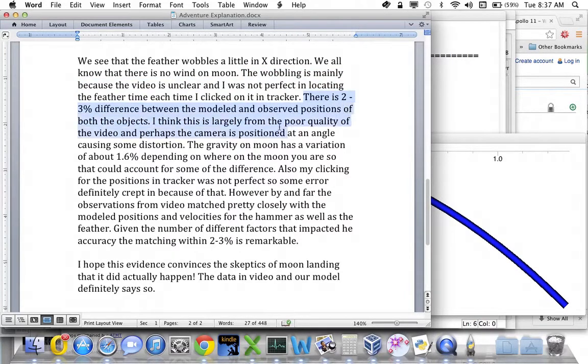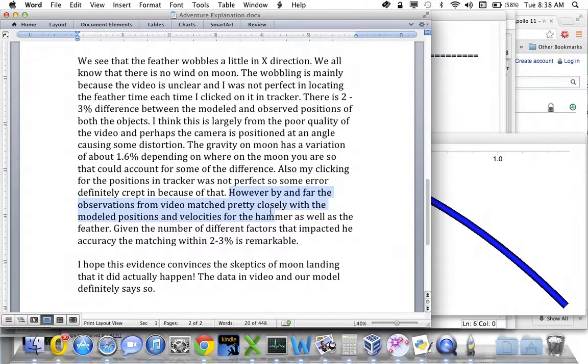There is a 2 to 3 percent difference between the modeled and observed positions of both the objects. I think this is largely from the poor quality of the video, and perhaps the camera is positioned at an angle causing some distortion. The gravity on the moon has a variation of about 1.6% depending on where on the moon you are, so that could account for some of the difference. Also, my clicking for the positions in Tracker was not perfect, so some error definitely crept in because of that.